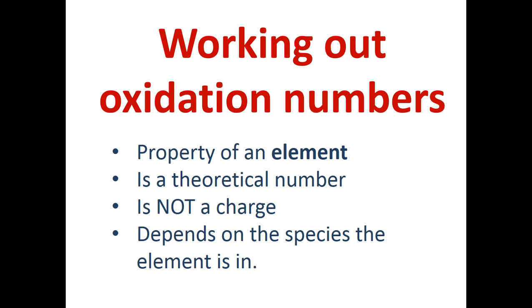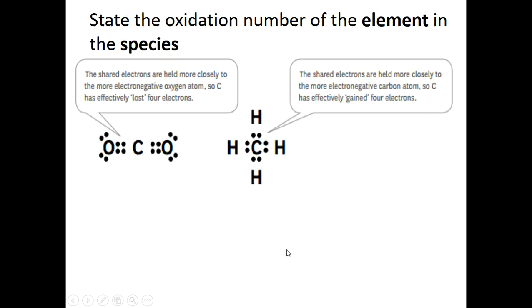First, a few things you need to remember about oxidation numbers. They are a property of an element, not a compound or anything else. This is for each element, each atom of an element. It is a theoretical number and not a charge, and it depends on the species that element is in. So what do I mean by that?